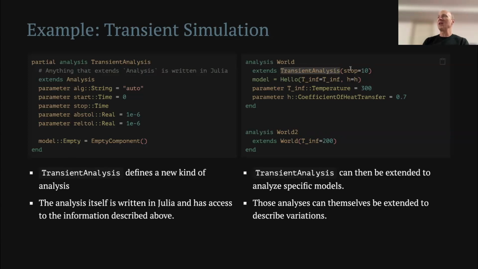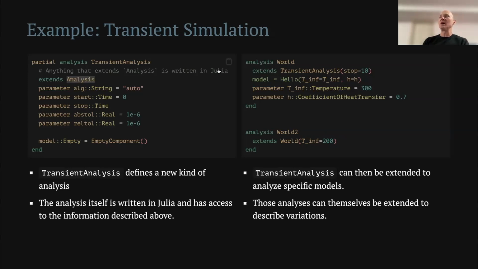And once you have that, then you can say, well, I want to create a specialized analysis that is a transient analysis that runs for 10 seconds, that runs my hello model and with the following parameters. And those parameters in the model can be bound to parameters in the analysis. So this is kind of like an experiment annotation in Modelica, but on steroids. And the idea is that you now have knobs you can turn in your experiment, and you can define what those are.